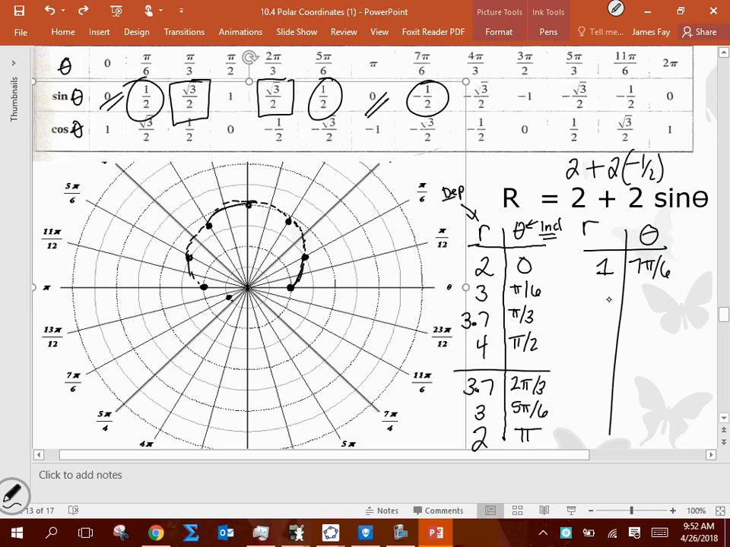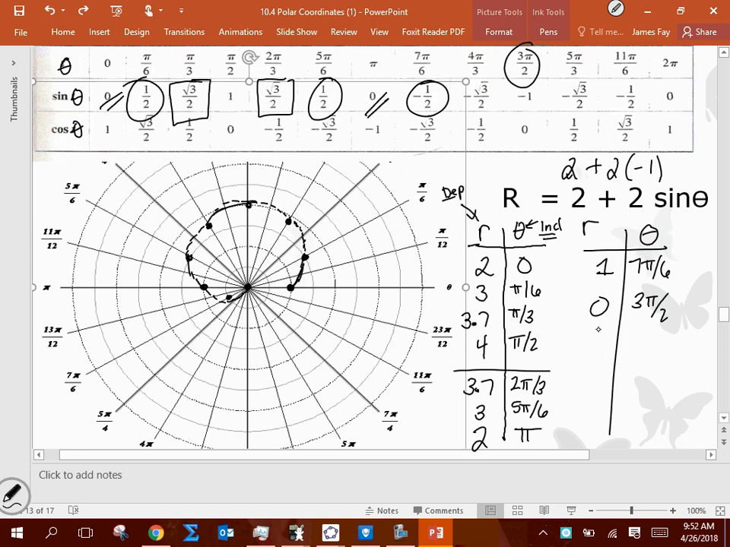I'm just going to skip a couple. I'll do this one here. This one's going to be easy. 3 pi over 2. Okay. That is negative 1. So I go 2 plus 2 times negative 1. What's that give me? 0. Okay. So at 3 pi over 2, it's this ray right here. I go to the 0th circle, which is just the pole, isn't it? So these points are coming in there. Okay.